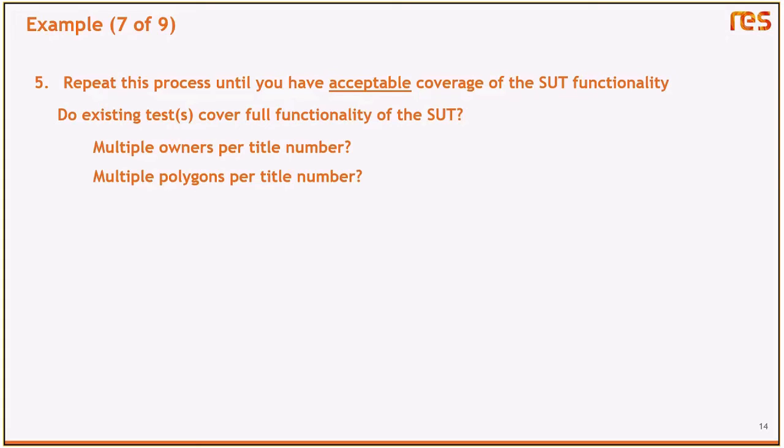Now in this case, the example case that we've chosen does actually cover both of these cases. We have multiple owners for a particular title number, and we have multiple polygons for a particular title number as well. So we don't need to add any further cases. If this wasn't the case, then we'd repeat the process until we did have acceptable coverage.